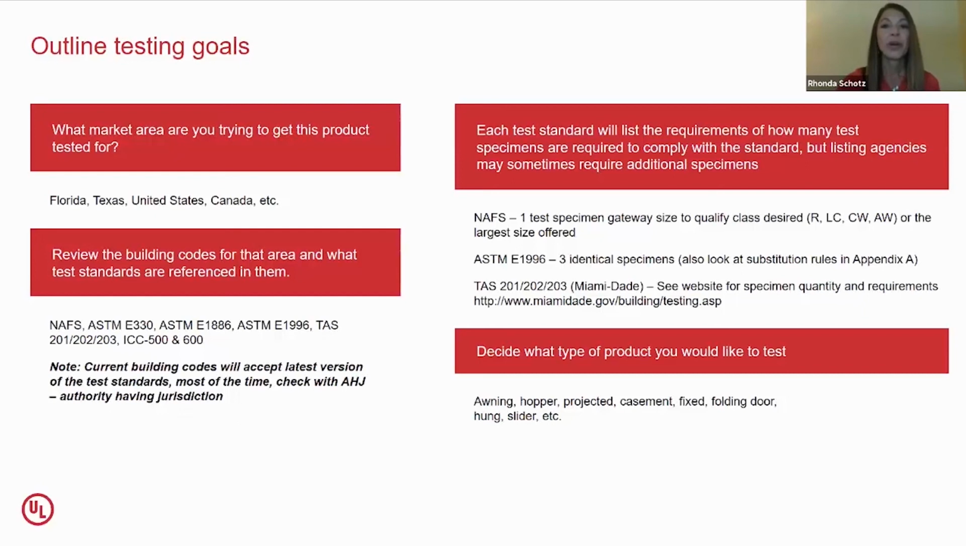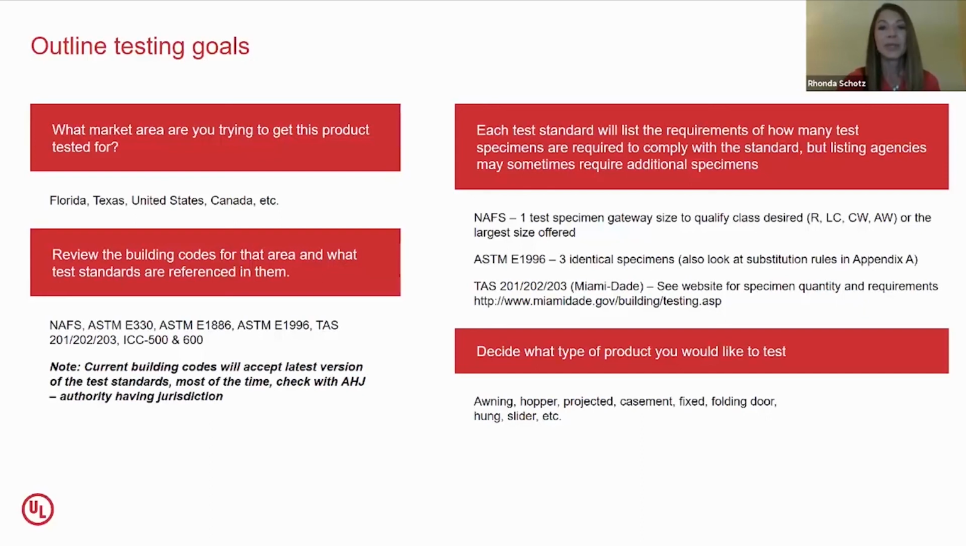What building code requirements am I trying to meet? Is it the IBC, IRC, FBC? Which test standard within each of those building codes do I need to test my products to? Is it NAFS, ASTM, AMA requirements? Note, the current building codes will accept the latest versions of test standards most of the time. Check with your AHJ, or authority having jurisdiction.